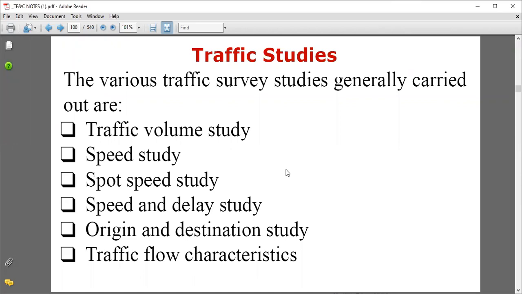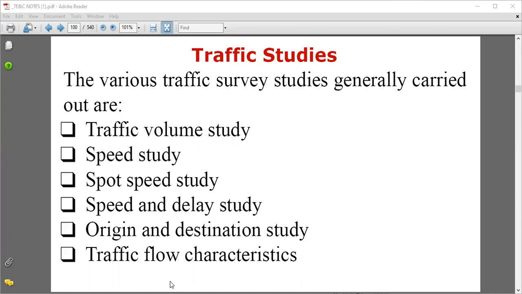Again, the origin and destination study. So what is the origin? Origin is nothing but the starting point of the journey, and the destination is nothing but the last point of the journey, that is the end of the journey. So that study also will be done here in this traffic study.